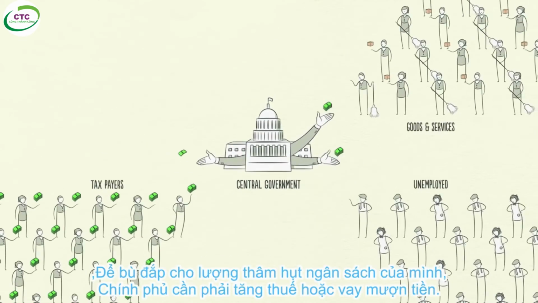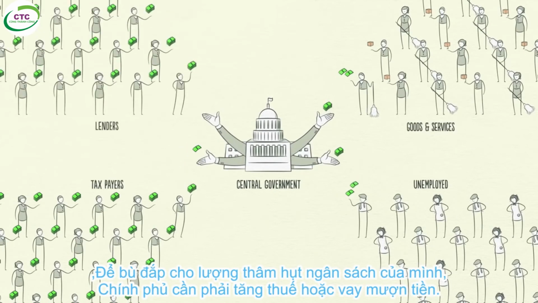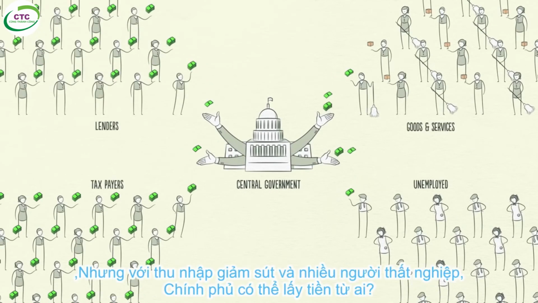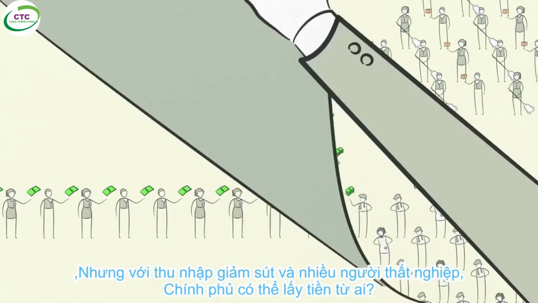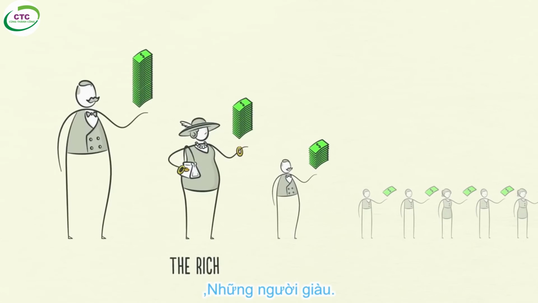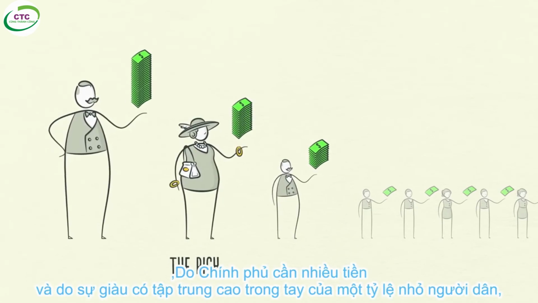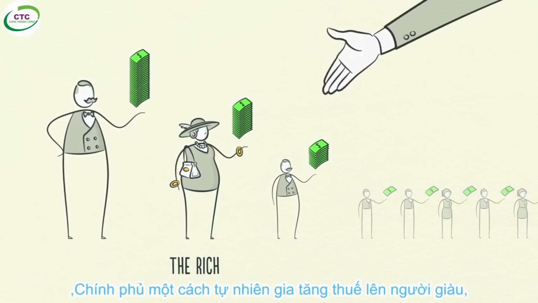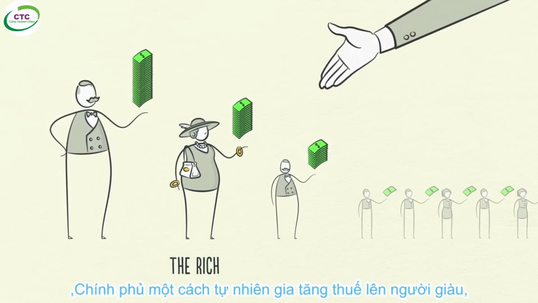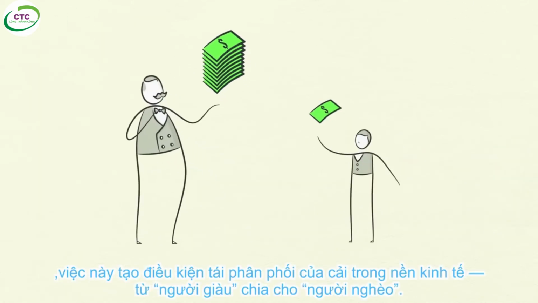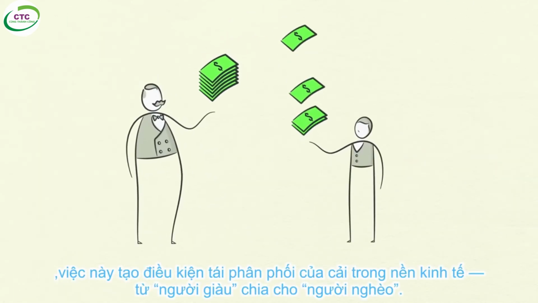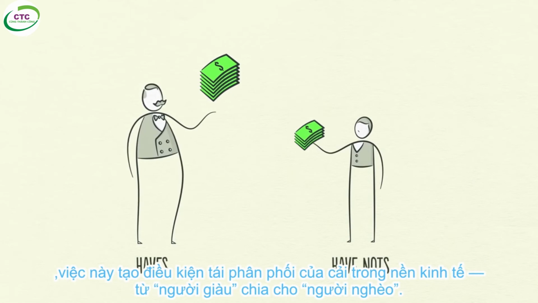This is what's happening when you hear about the budget deficit on the news. To fund their deficits, governments need to either raise taxes or borrow money. But with incomes falling and so many unemployed, who is the money going to come from? The rich. Since governments need more money and since wealth is heavily concentrated in the hands of a small percentage of the people, governments naturally raise taxes on the wealthy, which facilitates a redistribution of wealth in the economy from the haves to the have-nots.